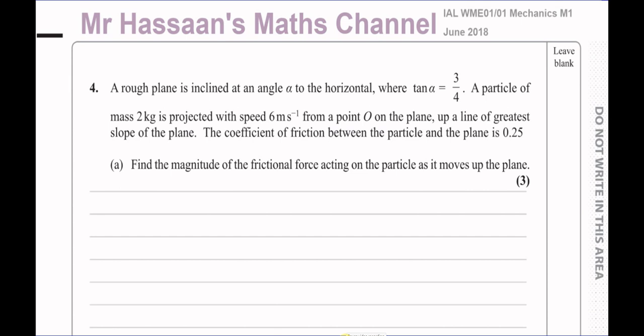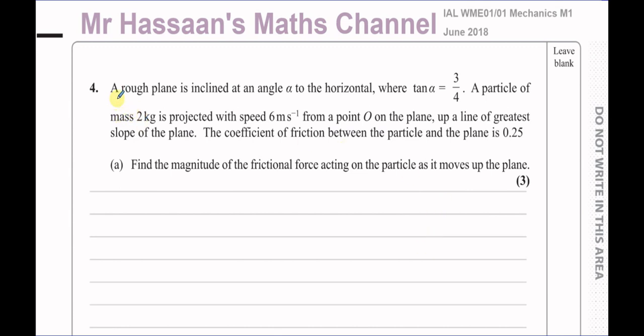I'm now answering a question from a Mechanics M1 paper from the International A-Level Edexcel exam. This is from June 2018. It's question number 4. This is the IAL, not the GCE paper. At that point, there were also GCE papers. This is the IAL paper.